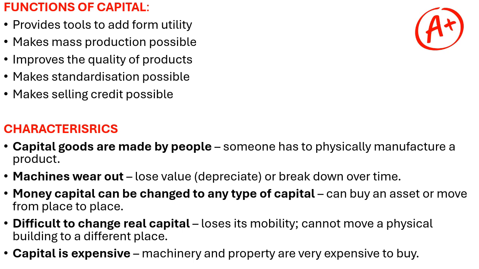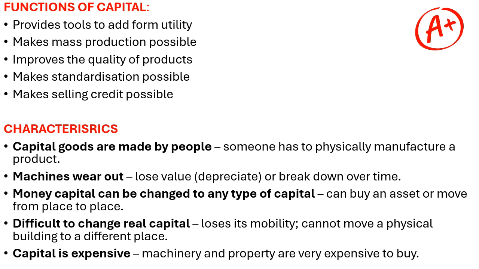Are we still together? That means in this example, the stove will be the capital good, and then your cakes will be your goods and services. So that capital good must be made or manufactured by a person.